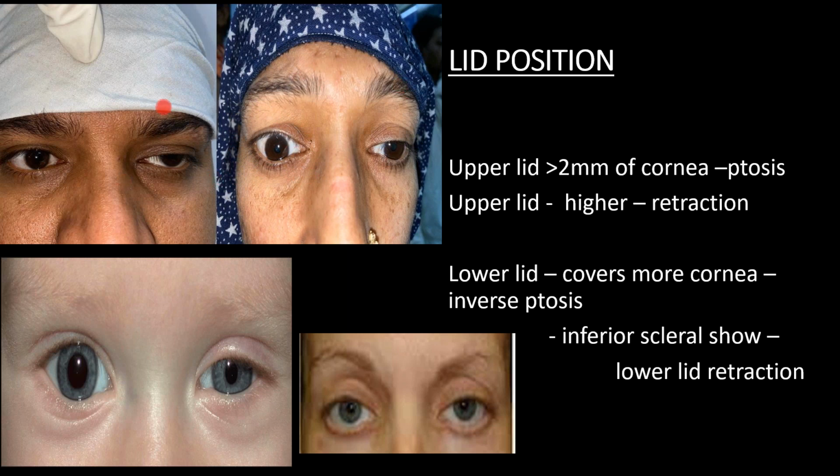Okay, ptosis can be anywhere from congenital to acquired. There are a lot of reasons for acquired ptosis. It can be congenital also. I'll tell you briefly about ptosis in the next slides. Then in the lower lid, there's something called inverse ptosis. Normally the lower lid just approximates the limbus. But if it goes further from the limbus and covers more of the cornea, then it's called inverse ptosis. Whereas if you can see sclera below, in the lower portion, then that is called inferior or lower lid retraction.